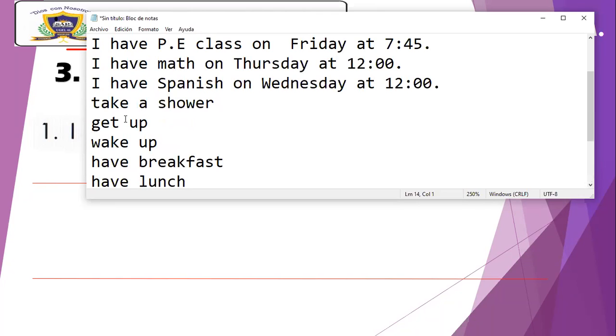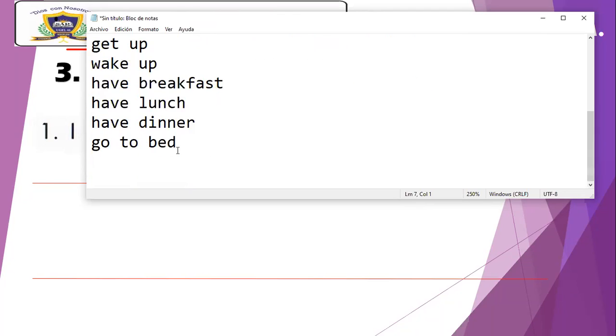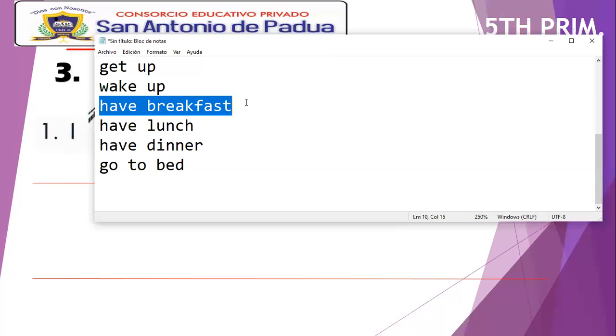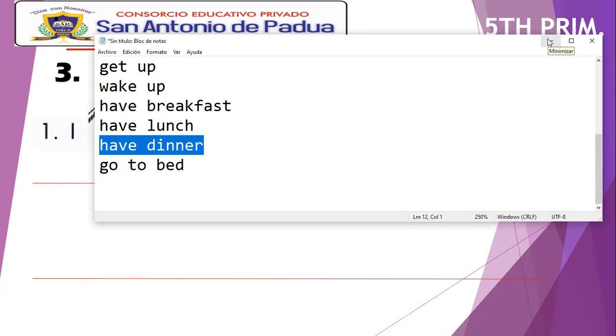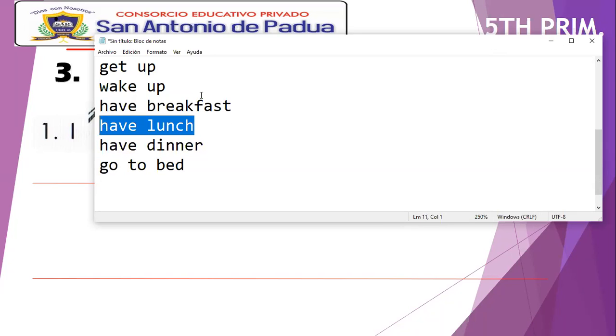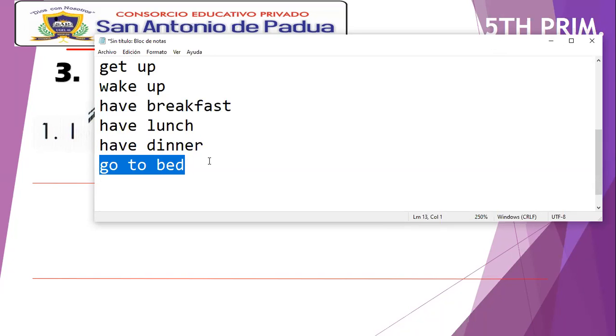Tenemos, for example, get up, levantarse, take a shower, bañarse. Take a shower, good. Excellent. Get up, wake up, have breakfast, good. Have lunch, go to bed. Desayunar, have breakfast. Have lunch, almorzar. Have dinner, cenar, good. No, have dinner, it means cenar, yes. Have lunch, almorzar, have breakfast, desayunar, yes. Go to bed.